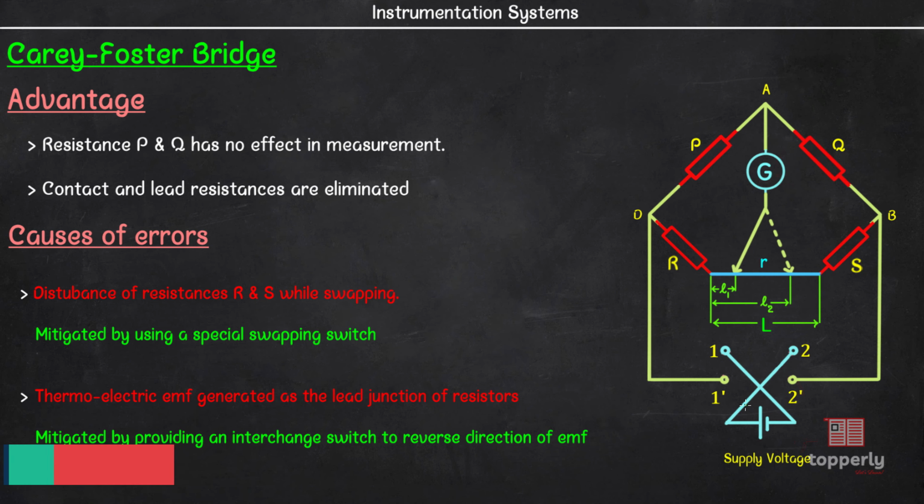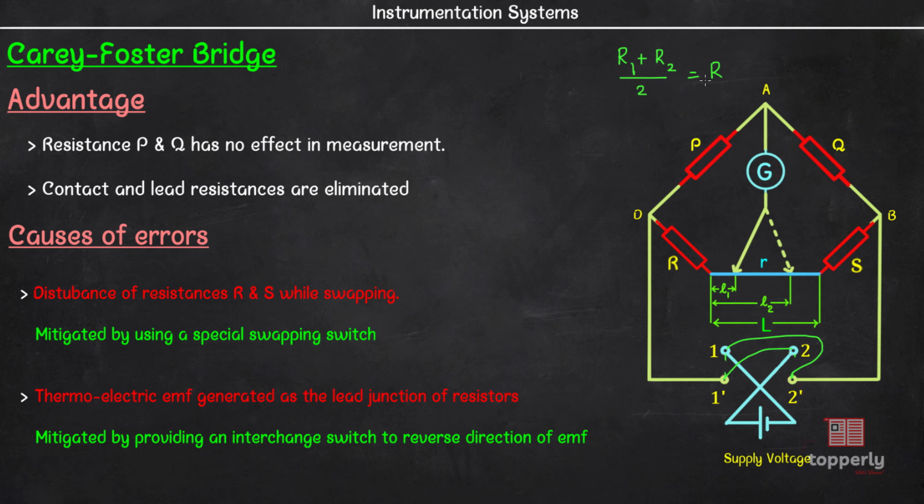So what we do is, we initially keep the switch in one position, let's say like this, and we do the experiment and find the value of unknown resistance capital R. Let's denote the value obtained in this setup as capital R1. Now we interchange the switch to reverse the direction of EMF like this and perform the experiment again and obtain the value of capital R again. Let's say the value obtained in this setup is capital R2. Now we take the average of resistances R1 and R2 as the value of unknown resistance capital R.